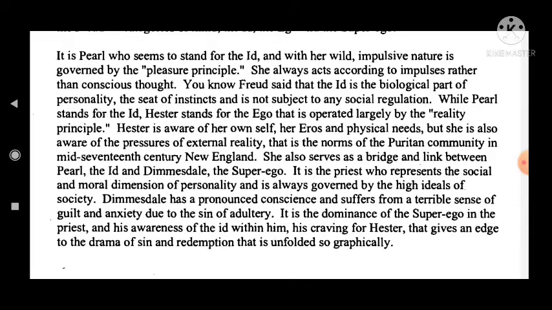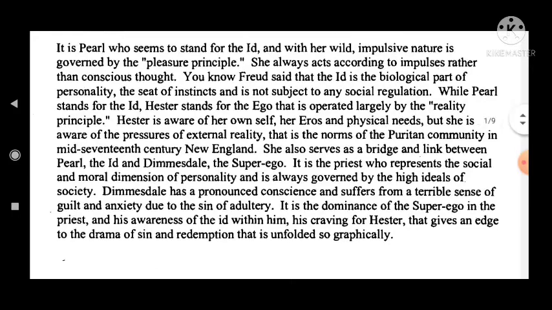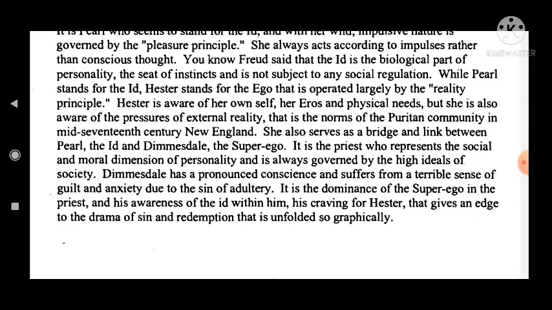So who is superego? Here Hester is the superego. She also serves as a bridge and link between Paul, the ID, and Dimmesdale, that is the superego. It is the priest who represents the social and moral dimension of personality and is always governed by the high ideals of society. Dimmesdale has a pronounced conscience and suffers from a terrible sense of guilt and anxiety due to the sin of adultery.